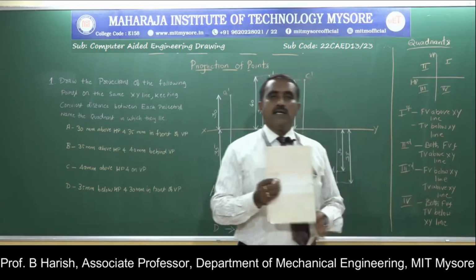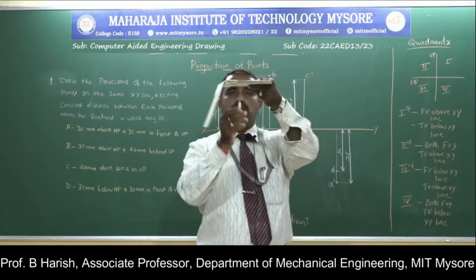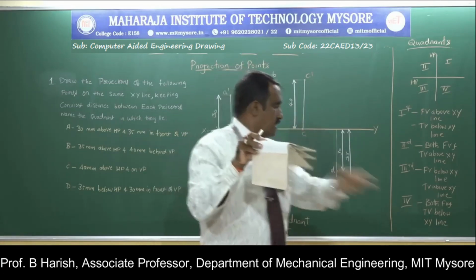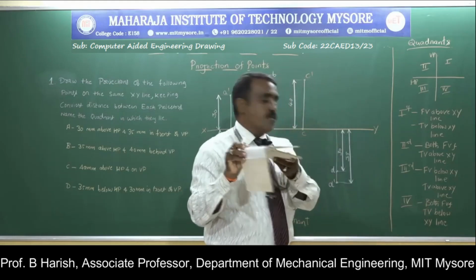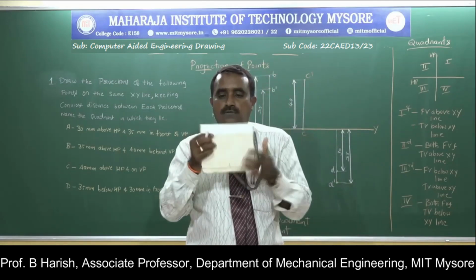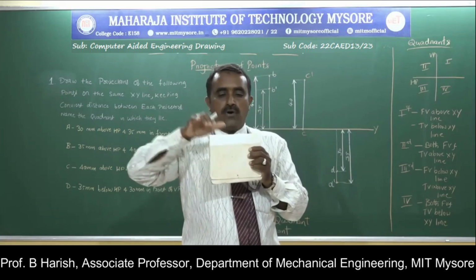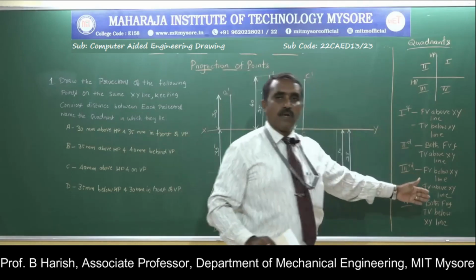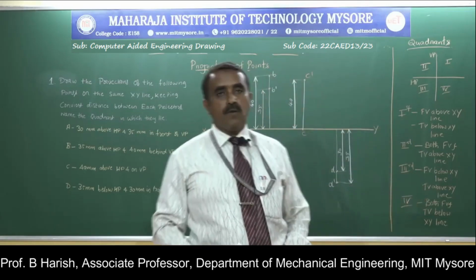Fourth quadrant. This is the fourth quadrant, and the object is here. The rule is that only the horizontal plane is rotated, and the vertical plane is fixed. In this case, both the front view and the top view will be below the XY line. I am rotating the horizontal plane, so both the top and front view will be above the XY line. The intersection is the XY line. These are the basic things that should be known before going to the actual problem.